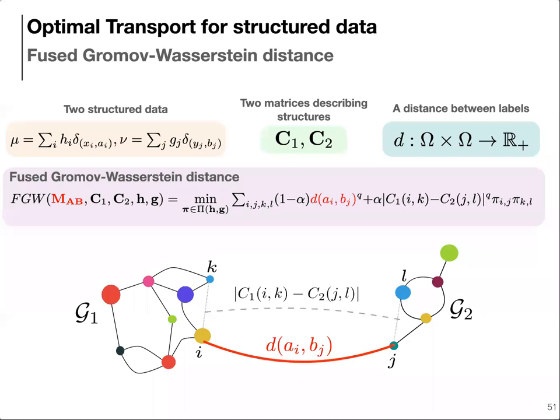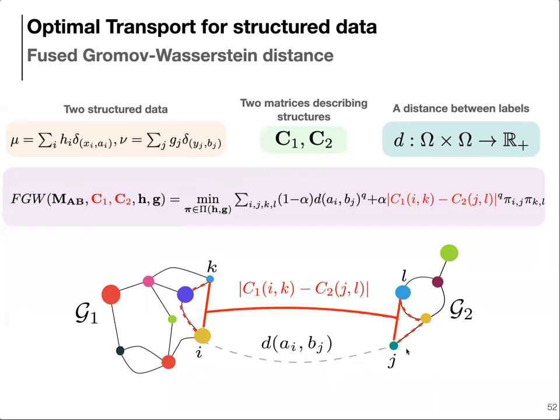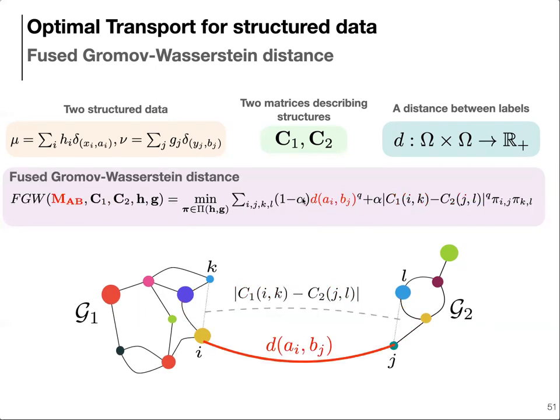But now we have two components in the cost. We have a distance related to the features supported by the vertices of the graph. And we also have one component which is the distance between vertices inside each graph. That means we now need to compare notions of distances between vertices inside each graph. We have a weighted relation between those two terms, supported by the alpha value. And this alpha performs a kind of linear interpolation between the importance that we put on the distance between the features and the importance that we put on the structure of the two graphs.